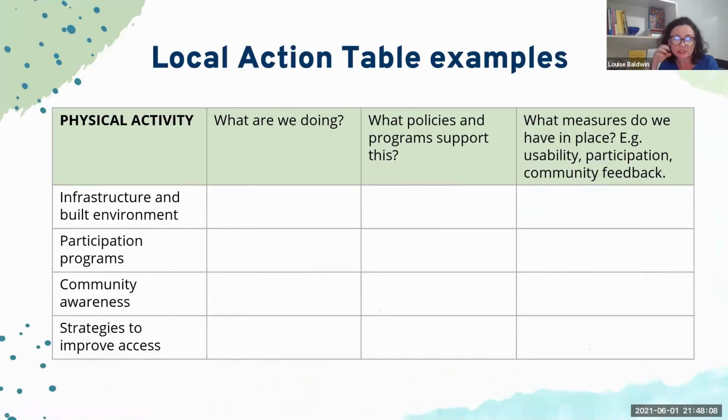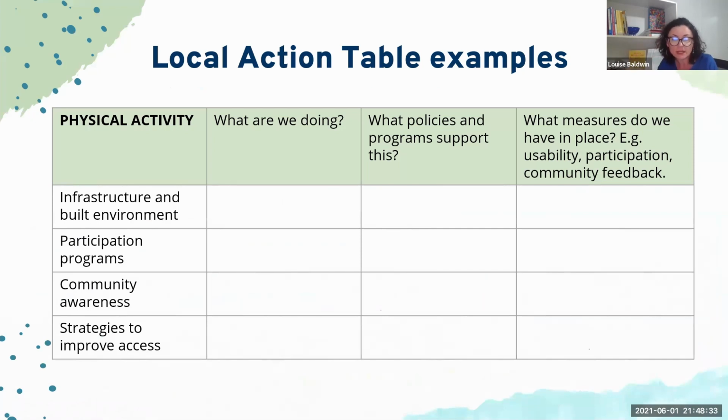Here's a bit of a local action table and just some examples. And again, like in the previous video when we talked about the outline of the action plan, these can take many formats. It's really up to you what that might look like. But to be able to think about what is already happening in our community, it's a great idea to look at the risk factors separately. And the example we've got here on the screen is around physical activity.